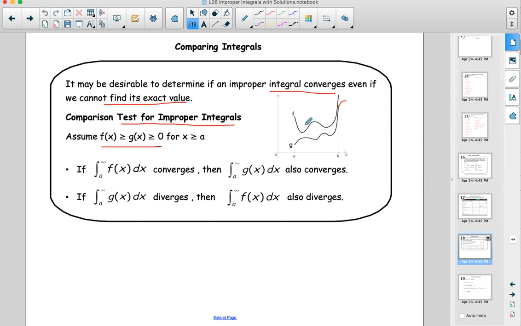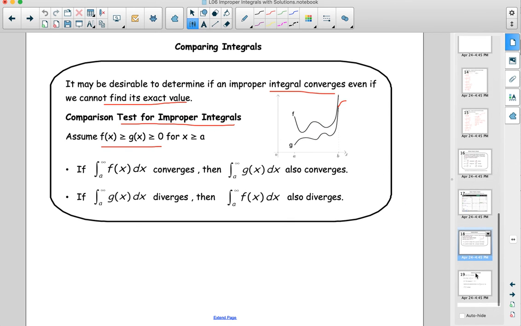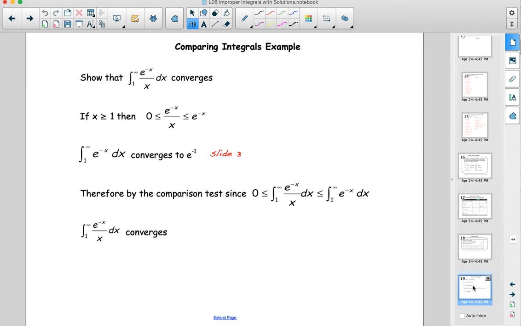And if f diverges, it doesn't mean that g has to diverge, because it was lower. So the conclusion we can make is that if f converges, everything below f also converges. If g diverges, then everything above g would also diverge. All right, I'm going to show you that theorem in action.